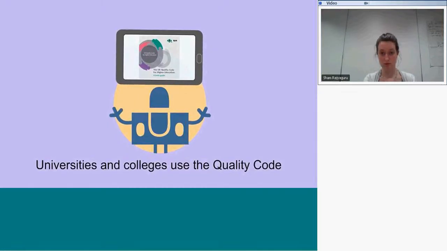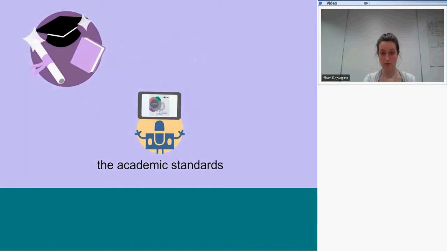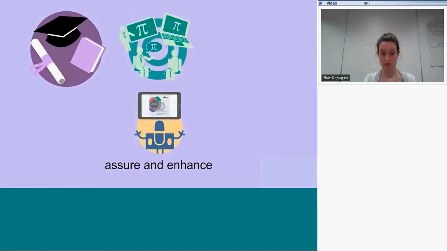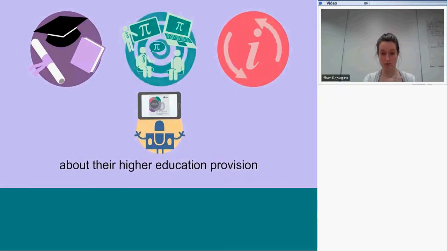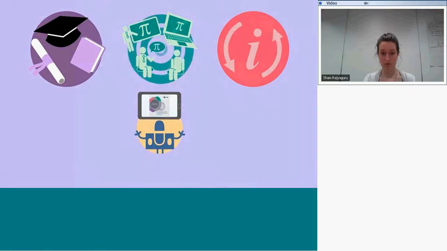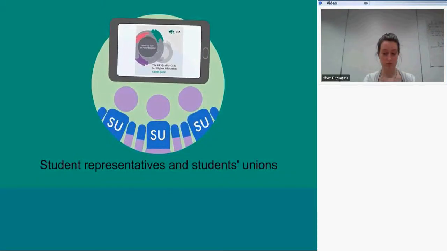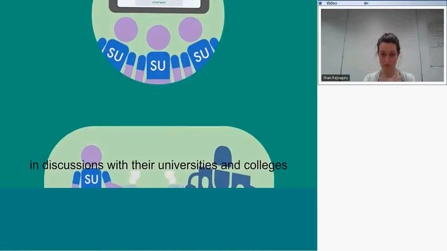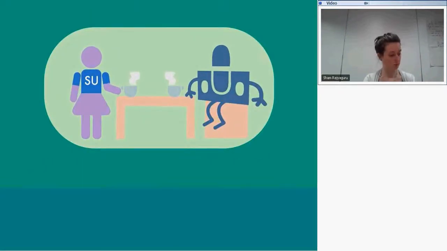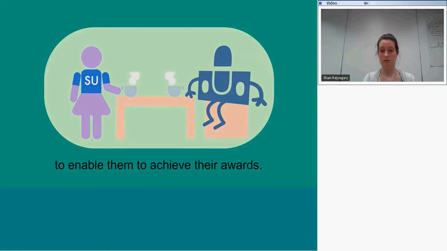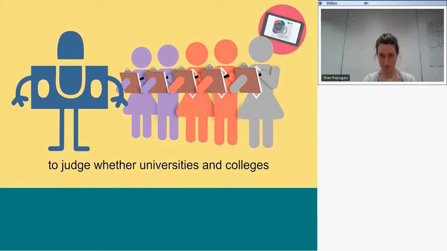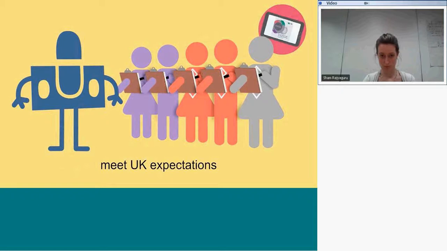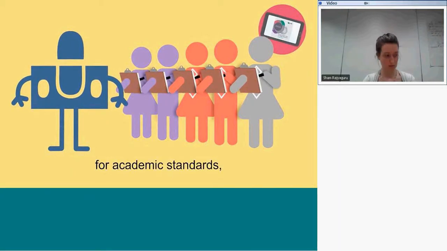Universities and colleges use the Quality Code to maintain the academic standards of programmes and awards, assure and enhance the quality of learning opportunities, and produce information about their higher education provision that is fit for purpose. Students and students' unions use the Quality Code in discussions with their universities and colleges about how they support students to enable them to achieve their awards. QAA reviewers use the Quality Code to judge whether universities and colleges meet UK expectations for academic standards, quality, enhancement and information.